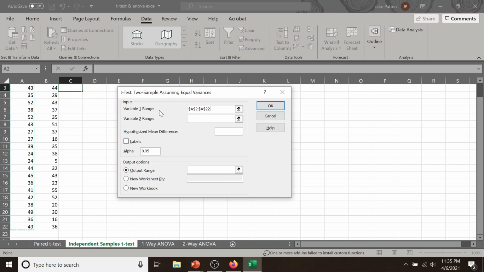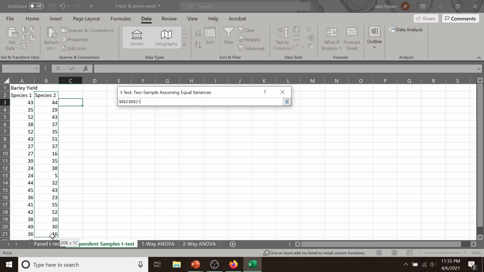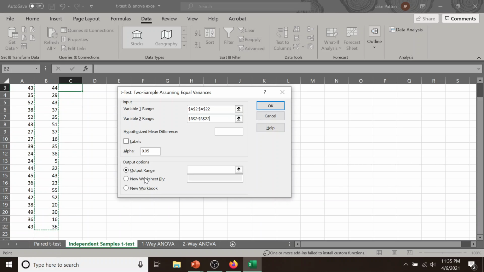What you're going to do in variable 1 range is you're just going to select from species 1 all the way down. Got to grab that label. It's important and helpful to grab the label. For variable 2, grab species 2 and go all the way down. Make sure that you tell Excel that you have labels. Same reason. It's going to freak out if you don't.